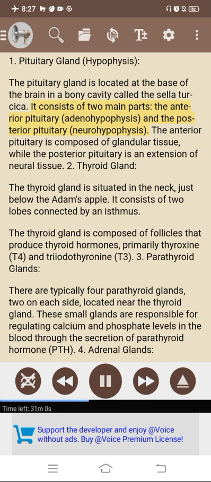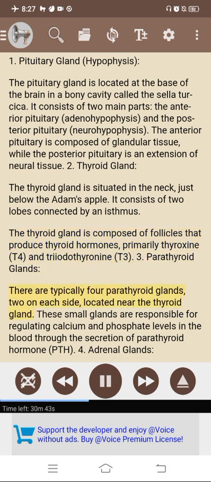It consists of two main parts: the anterior pituitary (adenohypophysis) and the posterior pituitary (neurohypophysis). The anterior pituitary is composed of glandular tissue, while the posterior pituitary is an extension of neural tissue. 2. Thyroid gland. The thyroid gland is situated in the neck, just below the Adam's apple. It consists of two lobes connected by an isthmus. The thyroid gland is composed of follicles that produce thyroid hormones, primarily thyroxine (T4) and triiodothyronine (T3).